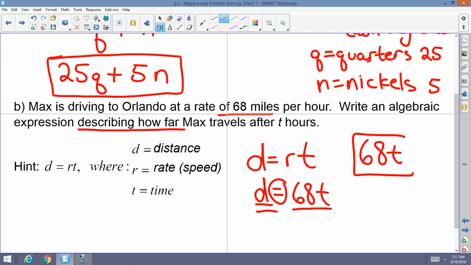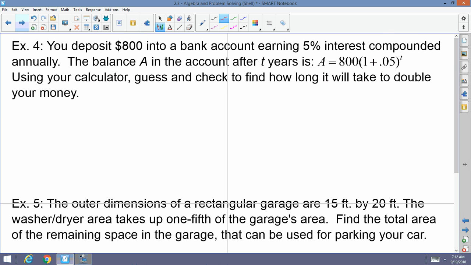Now you may be saying, what's the difference? Why did you leave out the D? Why did you leave out the M in the example before? Because we're not looking for equations, okay? When we talk about equations, we're going to include the word is or was or were. These are just expressions, and expressions do not have equal signs. Okay, you deposit $800 into a bank account, earning 5% interest compounded annually.